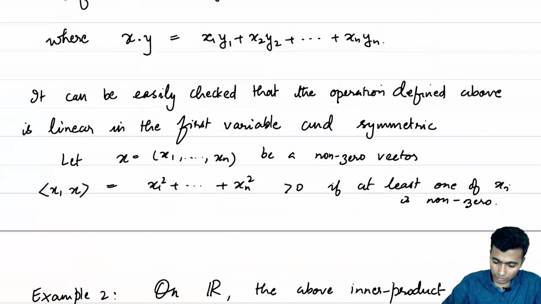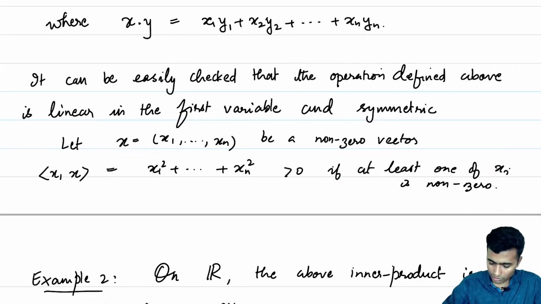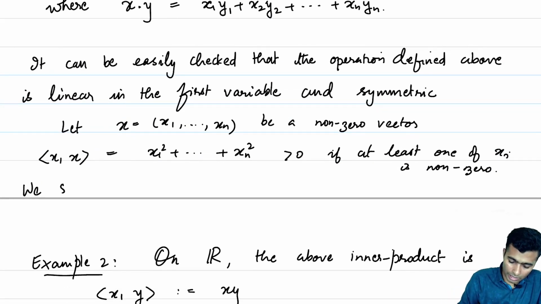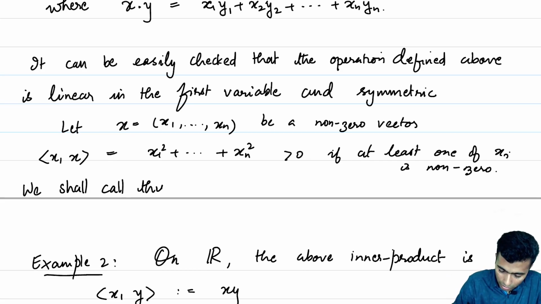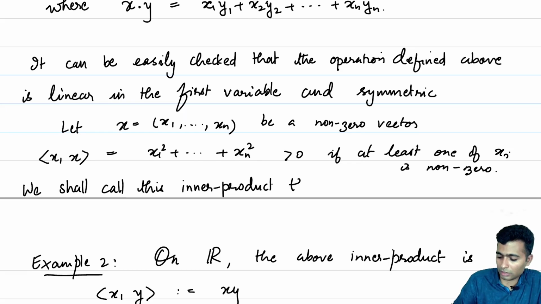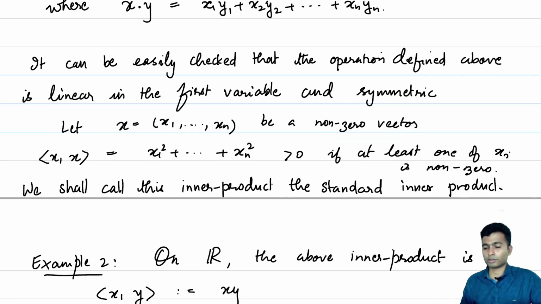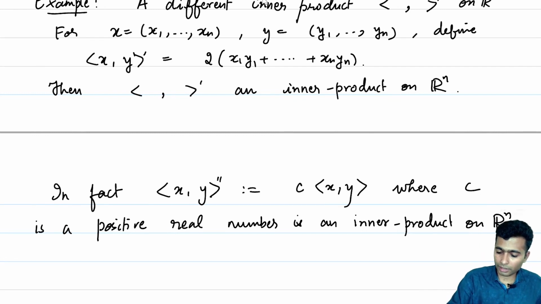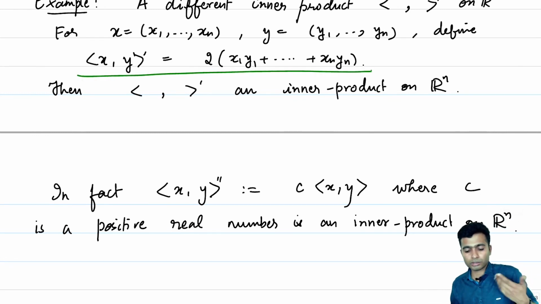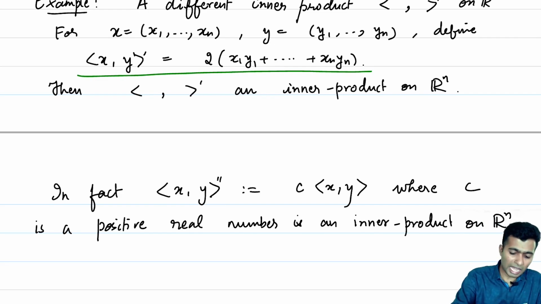Of course, this particular inner product is a bit special. So let's do one thing. We shall call this inner product the standard inner product. Of course, there was nothing special, however, about this inner product, because why is it better than, say, this inner product? There is no reason to say that one is better than the other. So there is no natural choice.